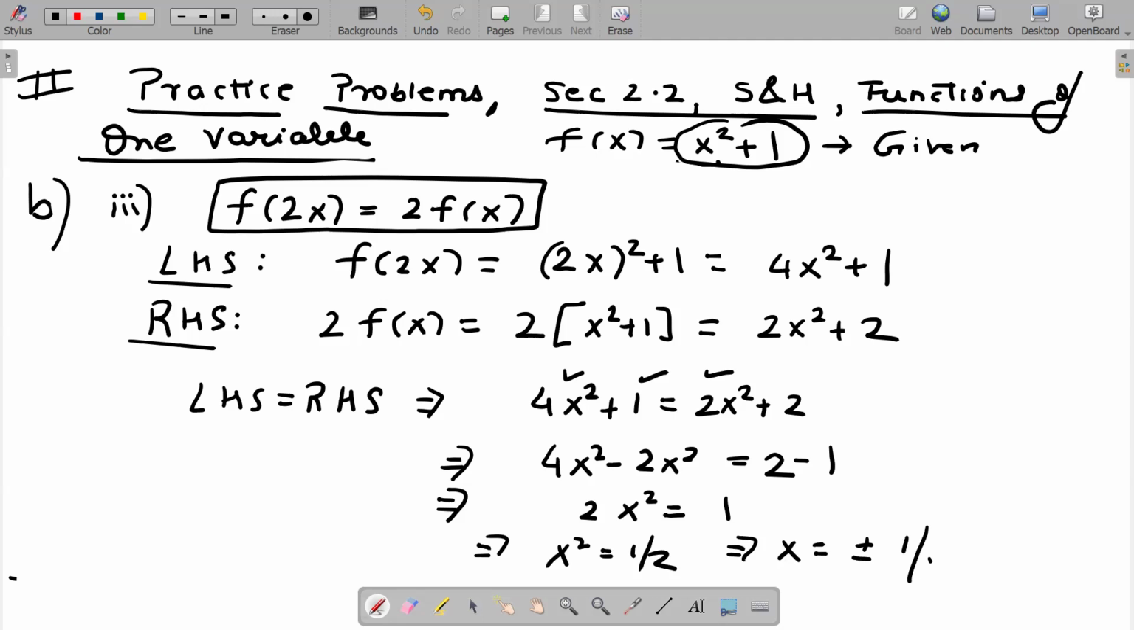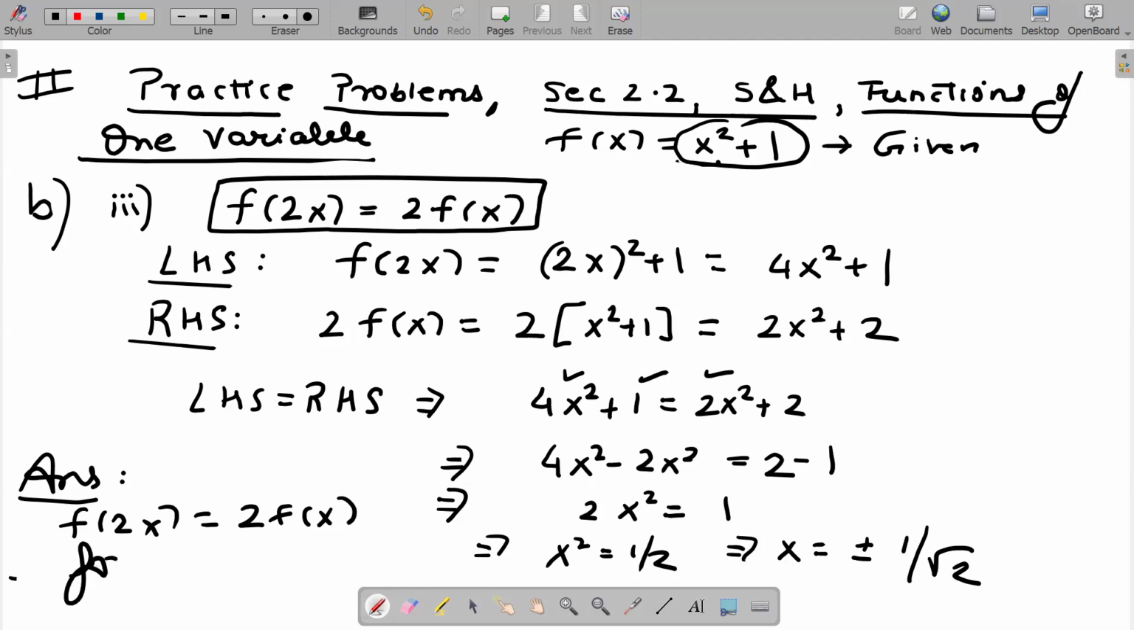Plus minus 1 over square root of 2. So the answer for this question, f of 2x will be equal to 2 times f of x for x taking the value plus minus 1 over square root of 2.